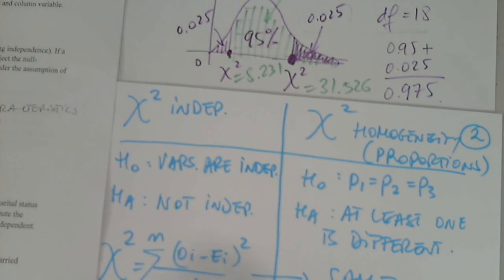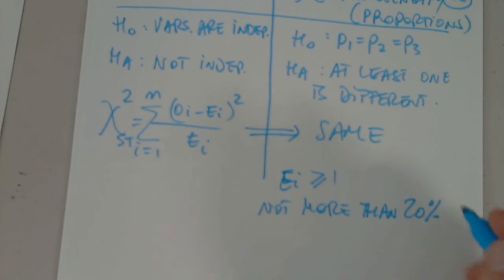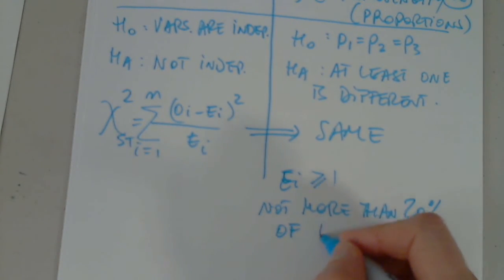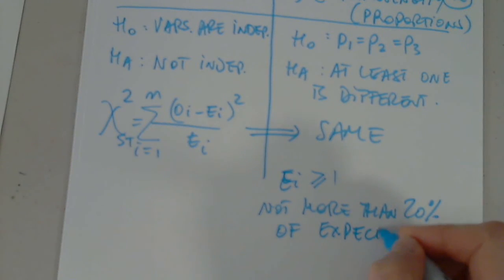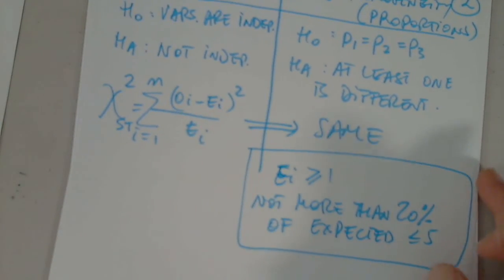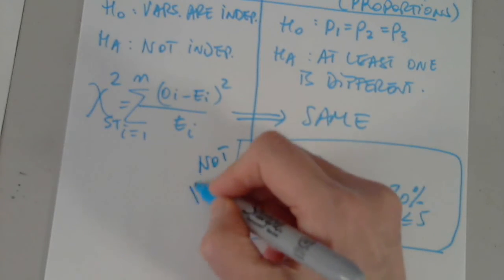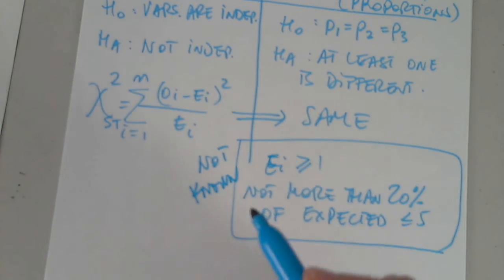So not more than 20% of expected counts less than or equal to 5. We don't know, not known, till I conduct the test, unfortunately.